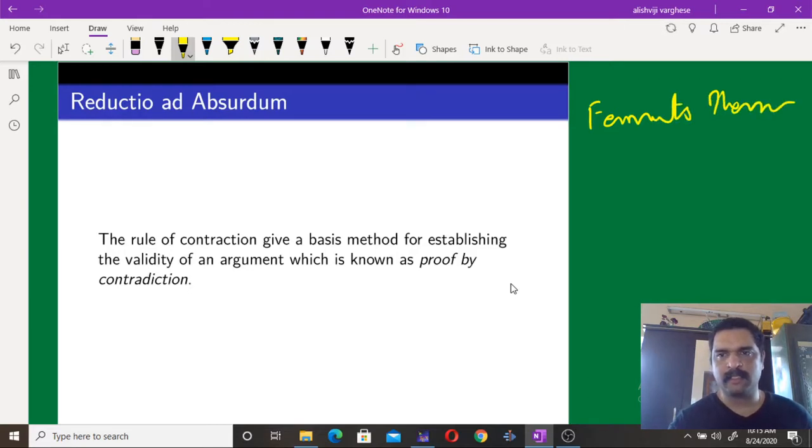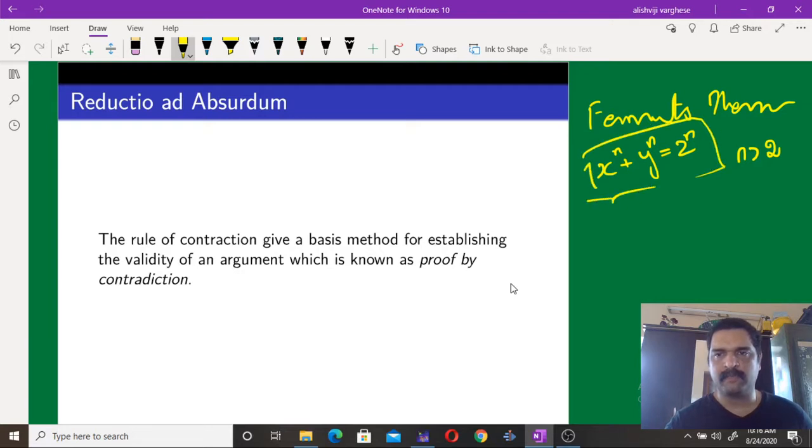It says that for integer values of x and y and z, and integer values of n greater than 2, the equation x raised to n plus y raised to n is equal to z raised to n has no integer solution. This is the famous Fermat's theorem.